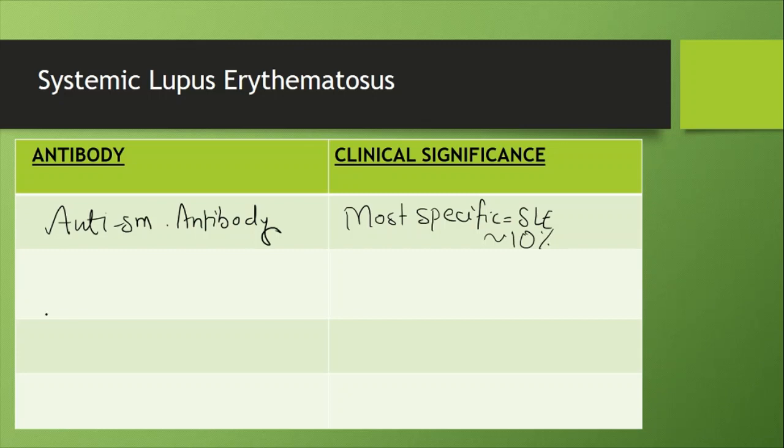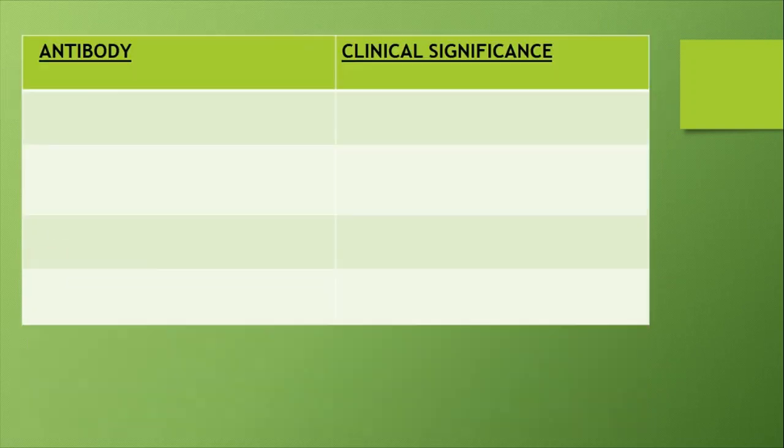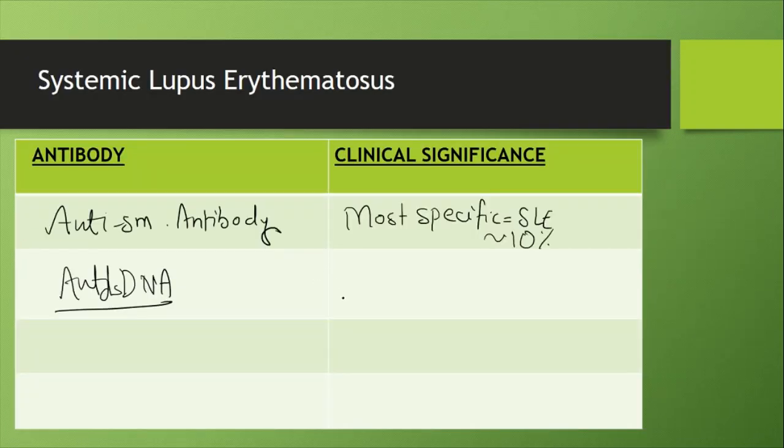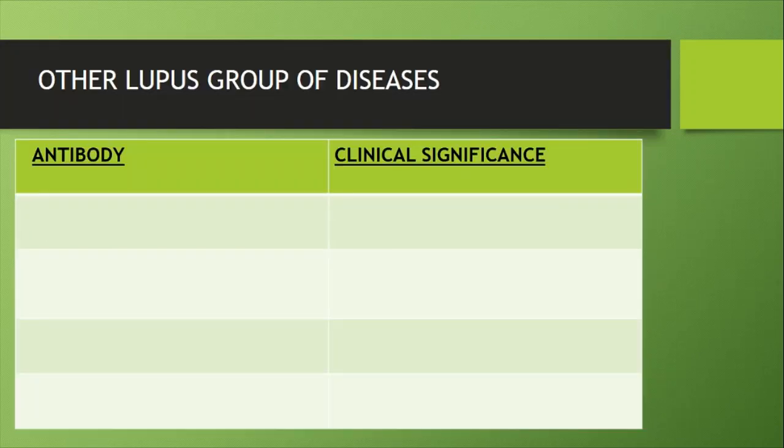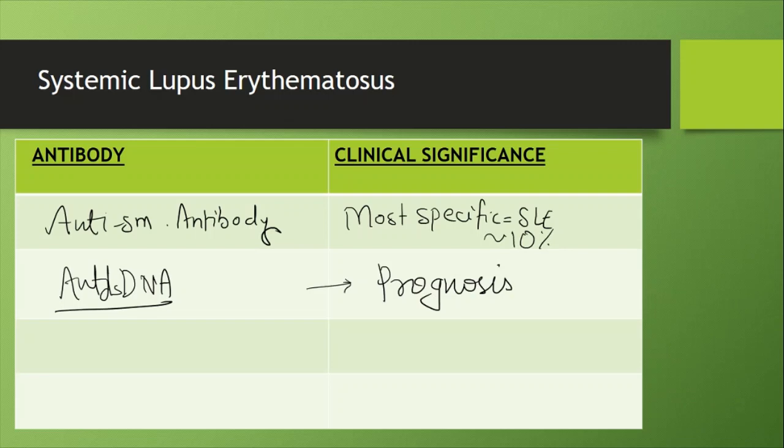The second antibody is anti-double stranded DNA antibody, anti-dsDNA antibody, which is associated as one of the highly sensitive ones, though not the most sensitive, and that's an antibody which is associated with prognosis, right? So if you want to assess the prognosis of our patient, which antibody are we going to look for? We are going to look for double-stranded DNA antibody.